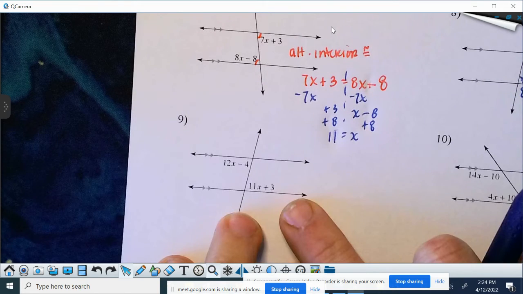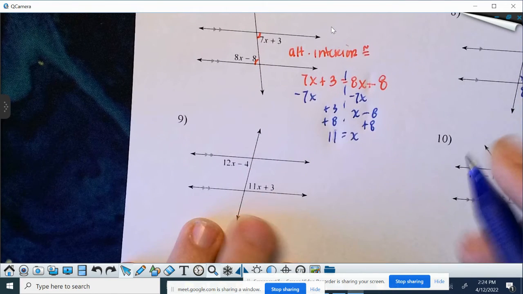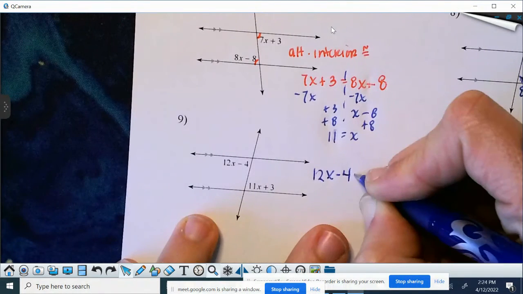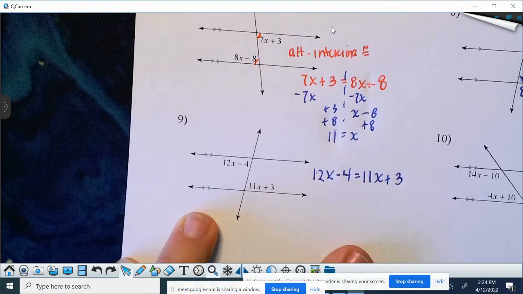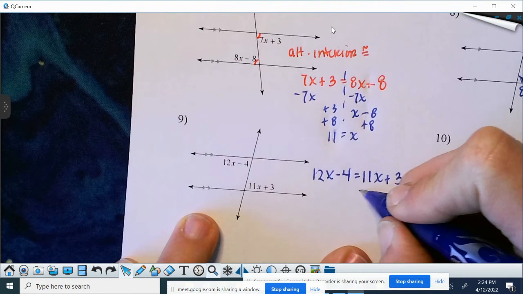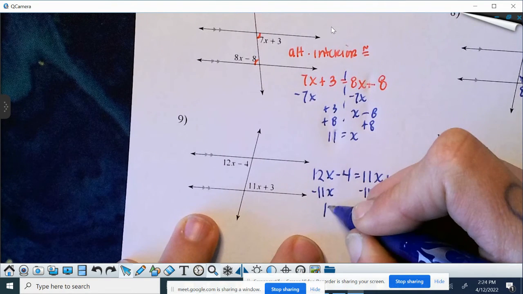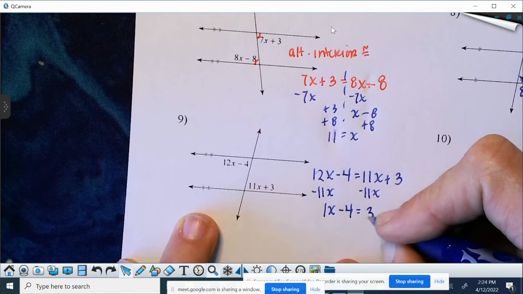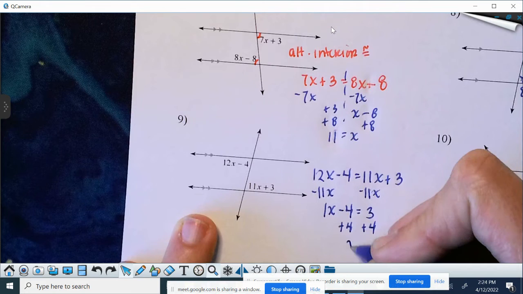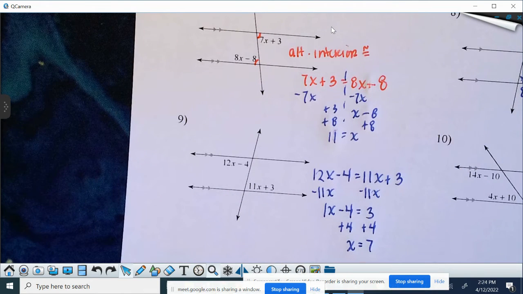Another alternate interior. Those are going to be congruent. So 12x minus 4 equals 11x plus 3. You subtract the 11x again because I like to work towards the positive. Make sure you're paying attention to your positive negatives. You guys are probably better than I am at that. X should equal 7. So 11 times 7 is 77, which should give us 80. And then 12 times 7 is also 80, so we're good there. It's usually worth it to check. So we know that one is right because they both, when plugged in, give us 80.